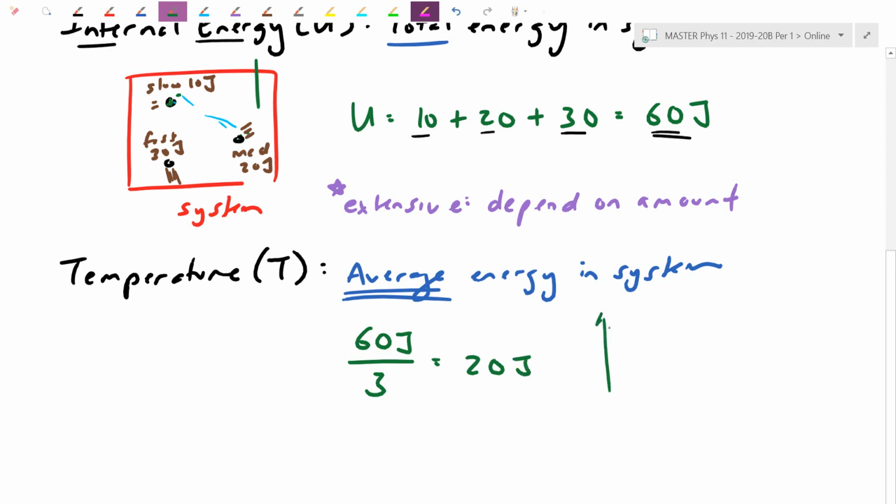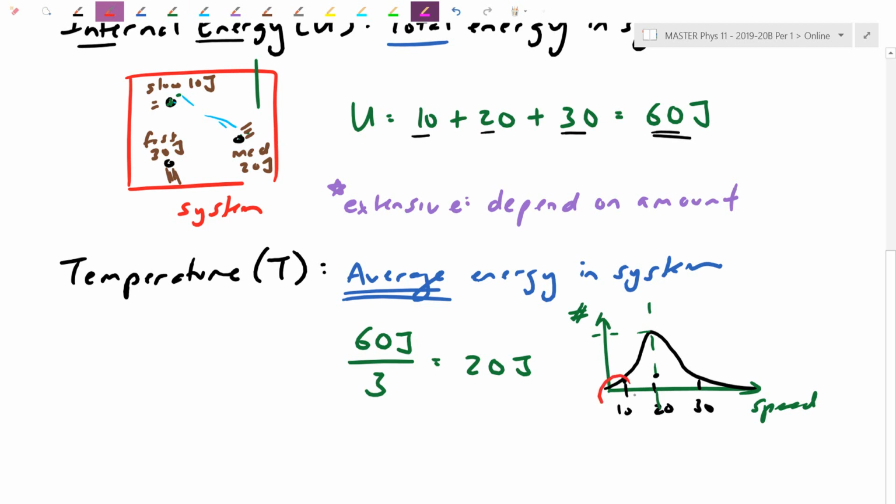Again, if you want to look up the Boltzmann distribution, think about plotting number of particles against speed on the side here. We had one that was slow, one at 10, one at 20, one at 30. If I now imagine I average over many, many particles, the curve looks something like this, where my temperature says my reading is 20 joules. On average, the most particles are traveling at 20, but you might have some particles that are slower and some that are faster. That's always true. The temperature just gives you some average.